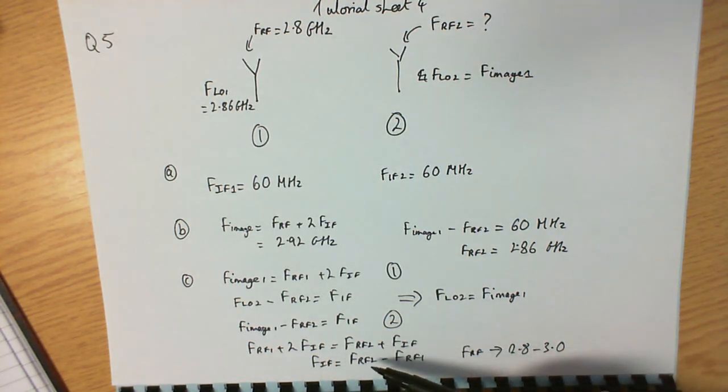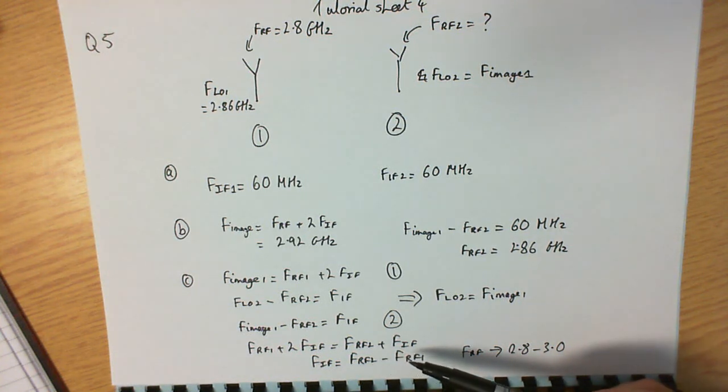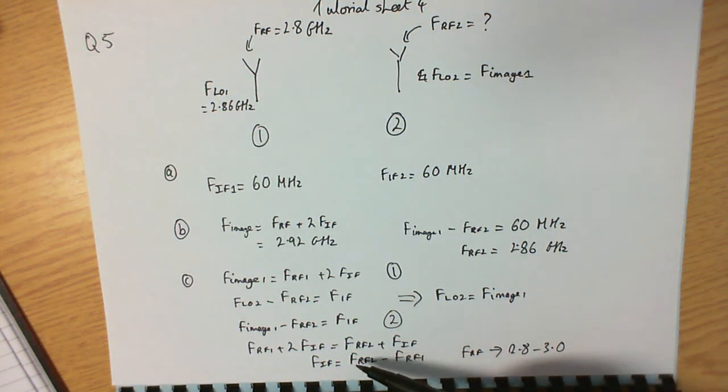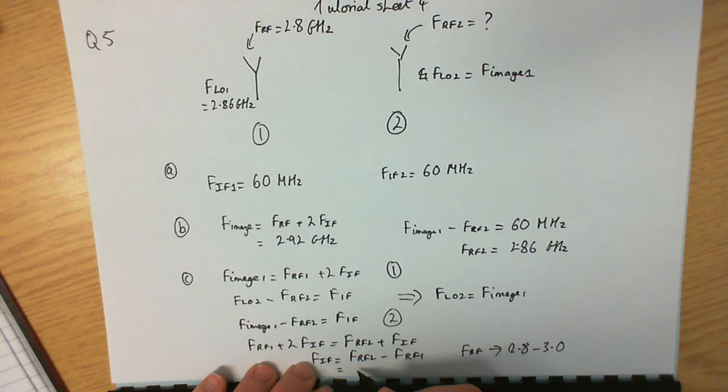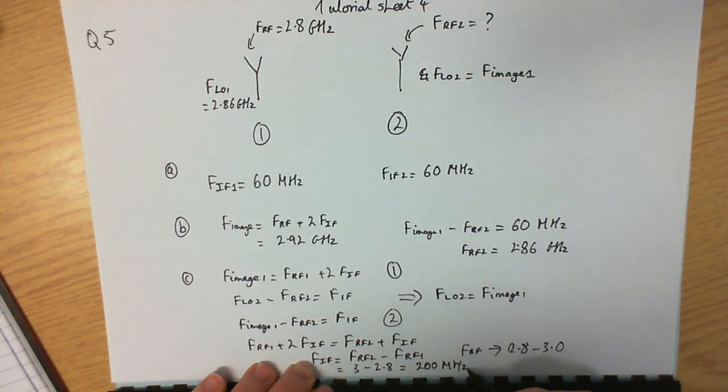So the maximum that this could be is going to be 3 gigahertz, and the minimum is 2.8 gigahertz. So if you do the subtraction of the maximum and the minimum, that gives you your final answer, which is 3 take away 2.8, which is equal to 0.2 gigahertz or 200 megahertz.